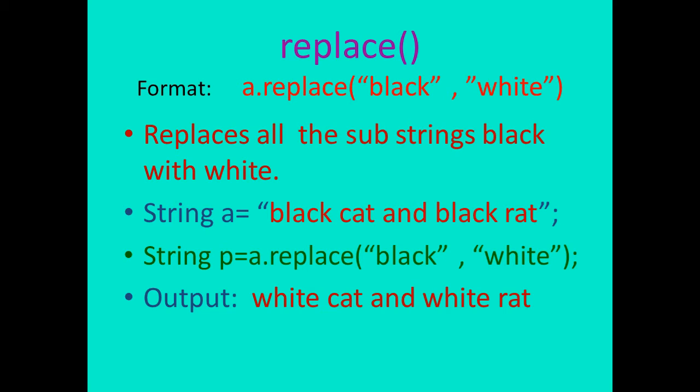Then here we have given like this: string p is equal to a dot replace with bracket, with double inverted commas, first the word black, then close the double inverted commas, within double inverted commas write white, that means the new word, close the bracket, put the semicolon. Then you will get an output as white cat and white rat. That means all the occurrences of the word black are replaced with the new word white. Then these are the two formats of replace function. First we checked with the two character arguments, and here we checked with the two string arguments. Okay.